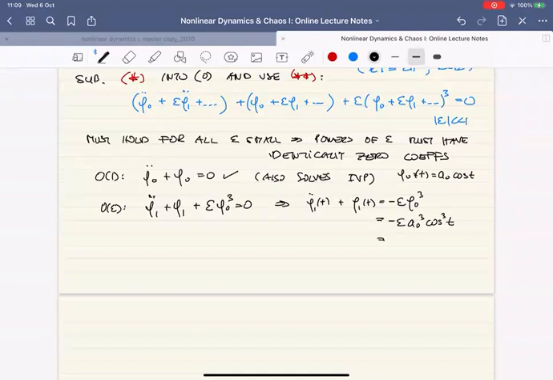I used to know these identities, but now it's easier if I look it up. This is minus epsilon times a naught cubed. And there's this relationship that you can write this as a sum of linear trigonometric functions. So that will be 1/4 times cosine 3t plus 3/4 times cosine t.